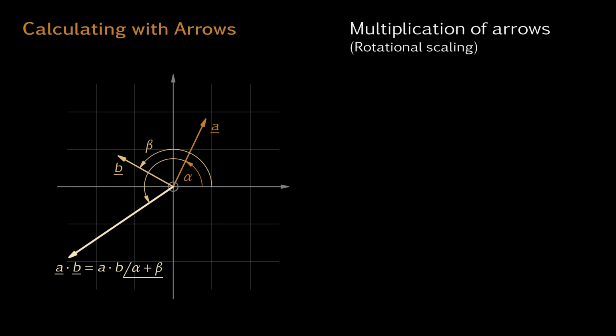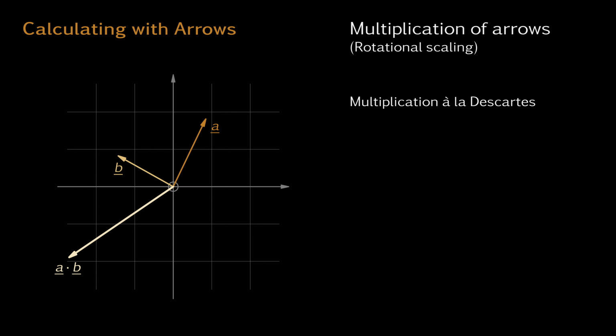We already know the scaling part from the real numbers and, as we will see, also the rotation. The two sub-operations are independent of each other, so it doesn't matter whether we scale first and then rotate or vice versa. So far, we have only animated the multiplication, but can we construct it like addition? Yes, using a method published by René Descartes. So we could call it multiplication à la Descartes. We first draw a ray L1 from the origin in the direction of A and another one L2 in the direction of B.